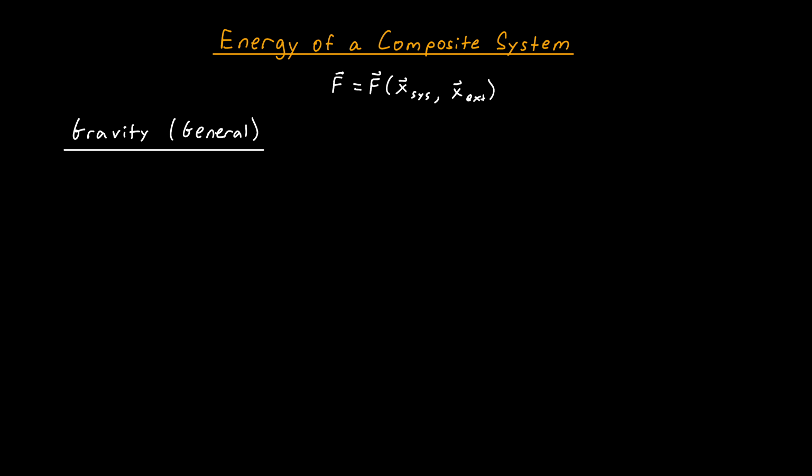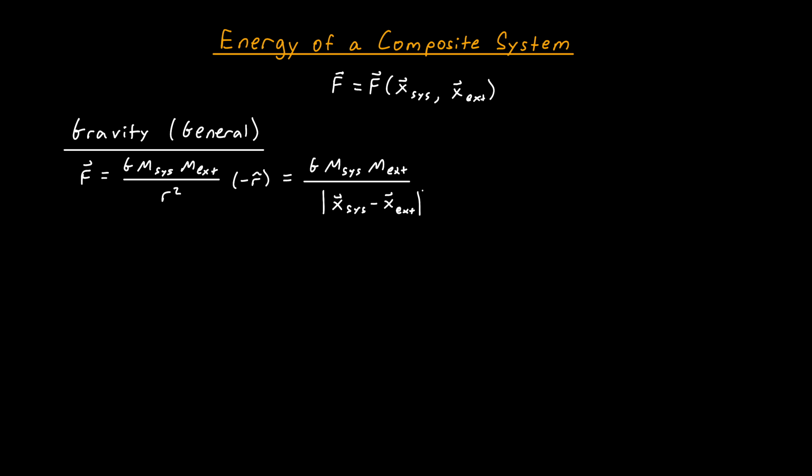And if you remember, the equation for the gravitational force that Newton derived was F equals G m system m external over r squared, in the minus r hat direction. And the proper way to rewrite this in terms of the positions that we know is to say that it's G times m system, m external, divided by the magnitude of the difference of the position of your system minus the position of the external object, squared.